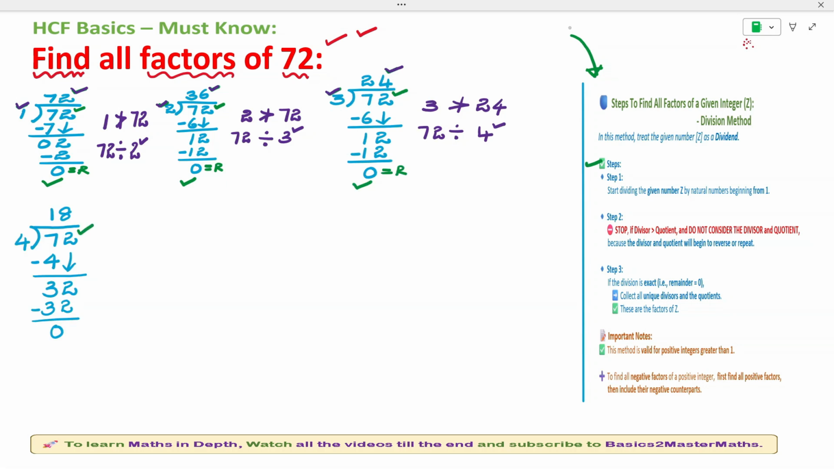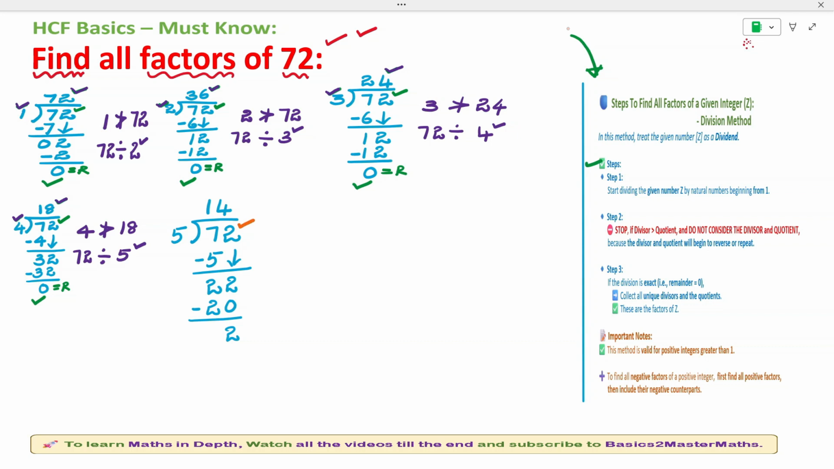When we divide 72 by 4, we get 18 as the quotient and 0 as the remainder. So, this division is exact. In this case, the divisor 4 is not greater than the quotient 18. So, divide 72 by the next natural number 5.